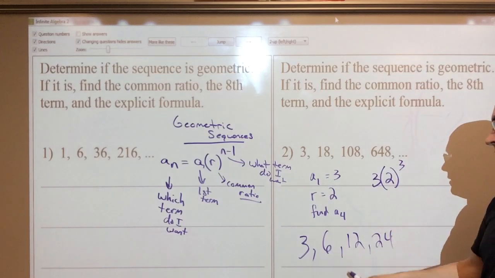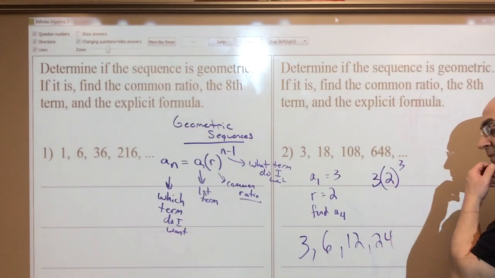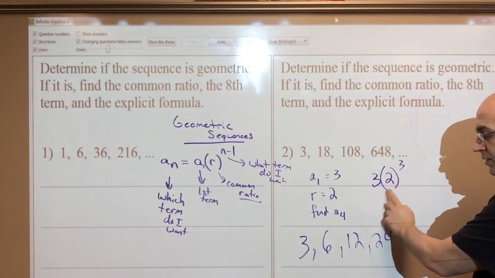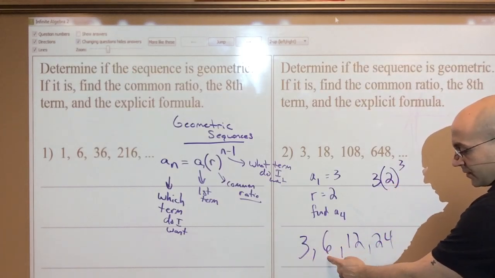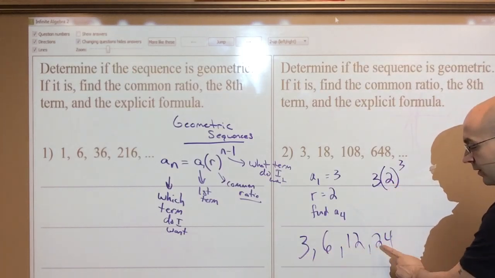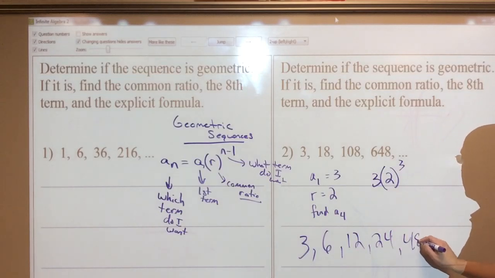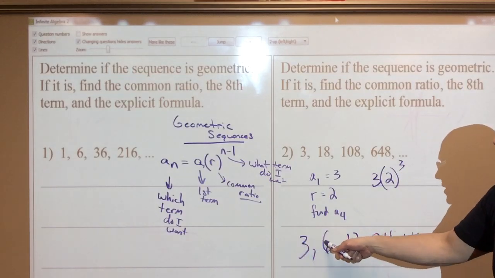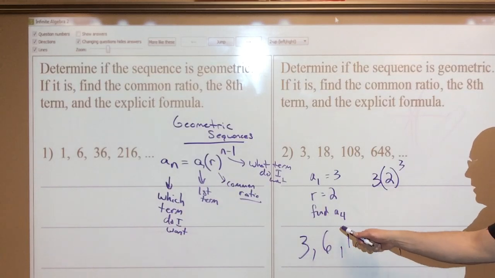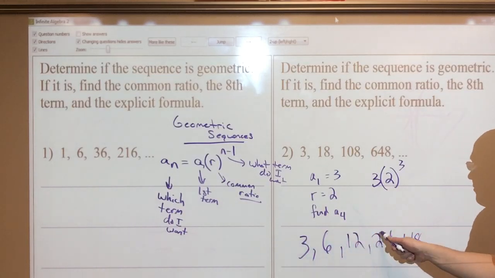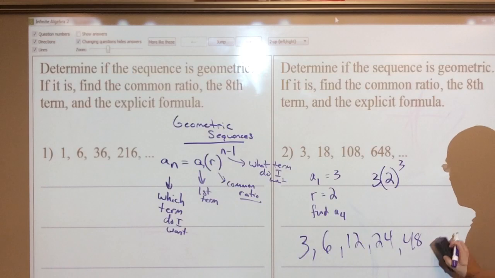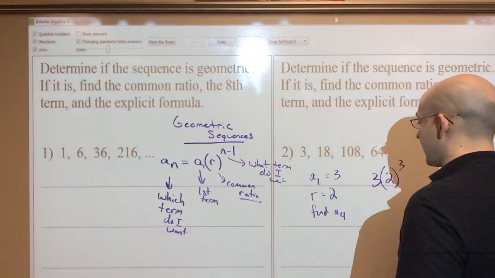So you can see that what I'm doing here is taking the previous term and multiplying it by 2. Common ratio is 2. 3 times 2 is 6. 6 times 2 is 12. 12 times 2 is 24. 24 times 2 is 48. So if I were to do the next term, the fifth term in the sequence: first term, second term, third term, fourth term, fifth term. A sub 1, A sub 2, A sub 3, A sub 4, A sub 5. So that's how we do these types of things.